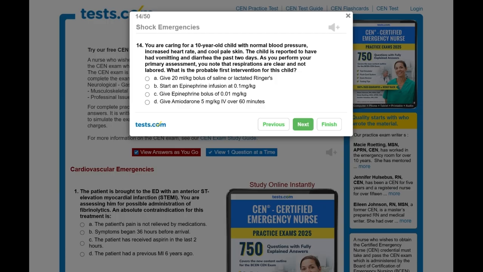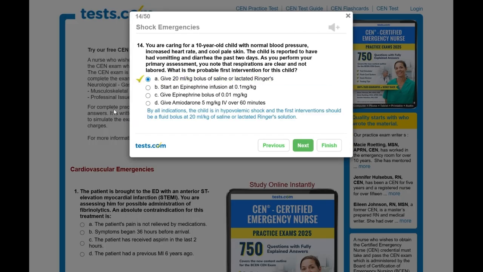A. Give 20 milliliters per kilogram bolus of saline or lactated ringers. B. Start an epinephrine infusion at 0.1 milligrams per kilogram. C. Give epinephrine bolus of 0.01 milligrams per kilogram. D. Give amiodarone 5 milligrams per kilogram IV over 60 minutes. A. Give 20 milliliters per kilogram bolus of saline or lactated ringers.